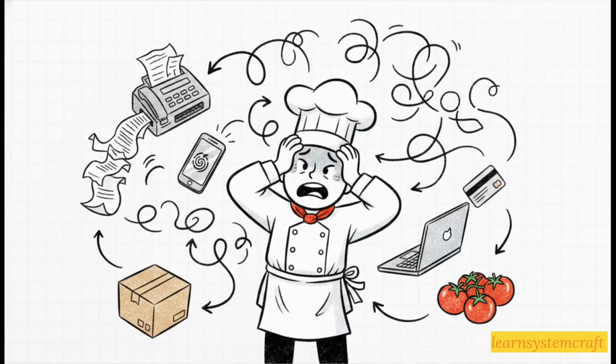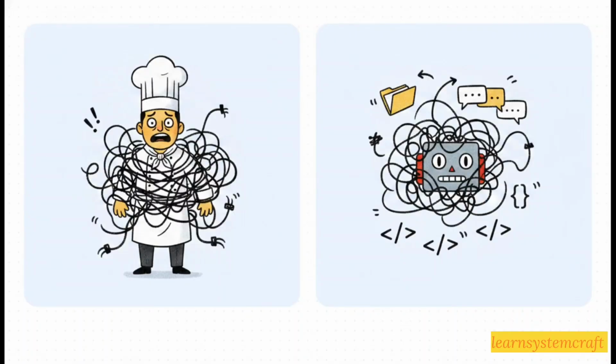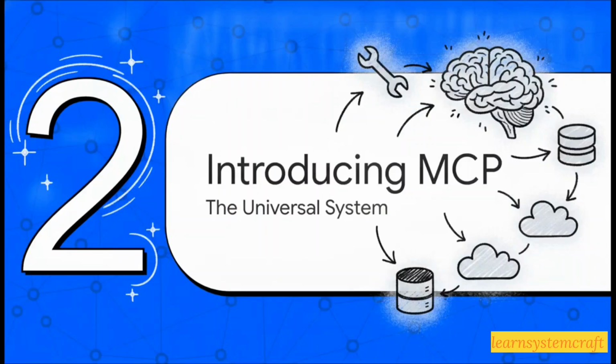It's completely unscalable. Now, replace your restaurant manager and staff with AI agents. If an AI wants to connect to GitHub, Google Drive, and Slack, it faces that exact same custom integration chaos. If every external tool speaks a different language, scaling your AI to use more of them just becomes incredibly painful. Which brings us to our solution, introducing Model Context Protocol.